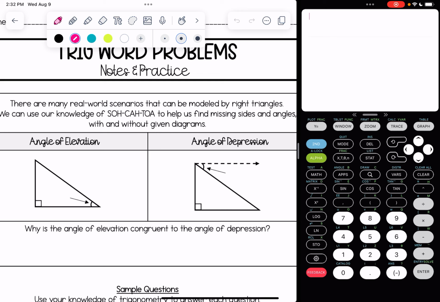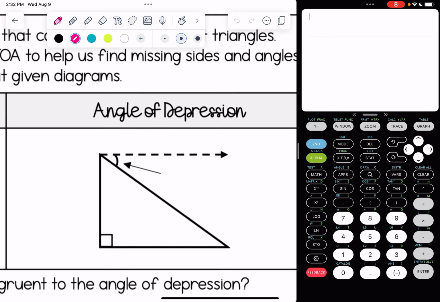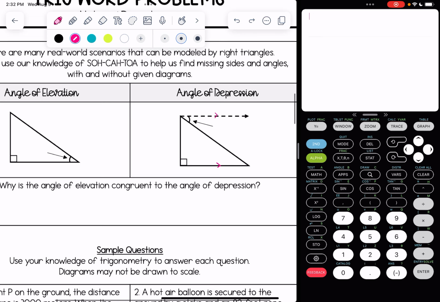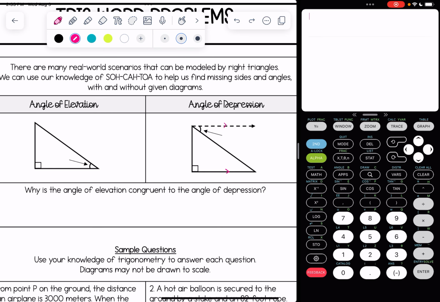But let's think, why are these two angles congruent to one another? What we might notice, particularly in the angle of depression example, is that these lines are parallel to one another. And when you have parallel lines, you have alternate interior angles that are formed and congruent. Alternate interior angles are formed when parallel lines are cut by a transversal, which is basically what the hypotenuse of the triangle is acting as. So these two angles are congruent to one another because they are alternate interior angles.